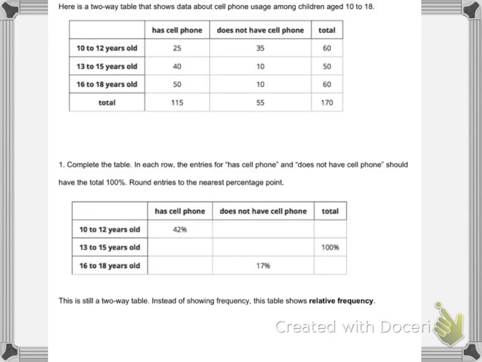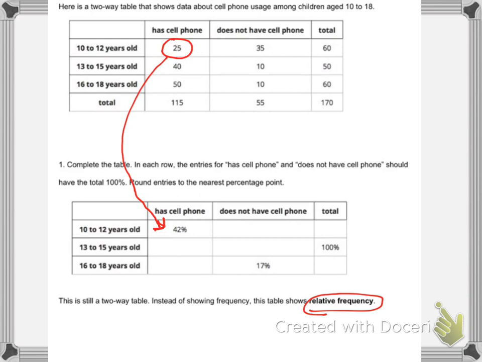The next thing we're going to take a look at is relative frequency. So we're going back to the two-way table about cell phones and the ages. Looking at it as a two-way table, you can see we're taking that 25, which was 42% from the previous piece, and putting that below into a two-way table that's representing relative frequency.